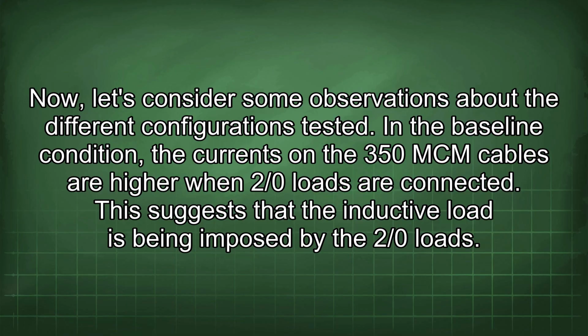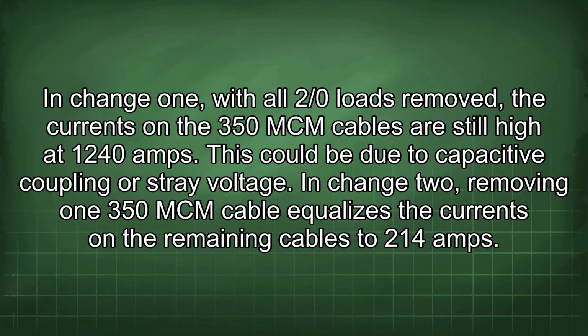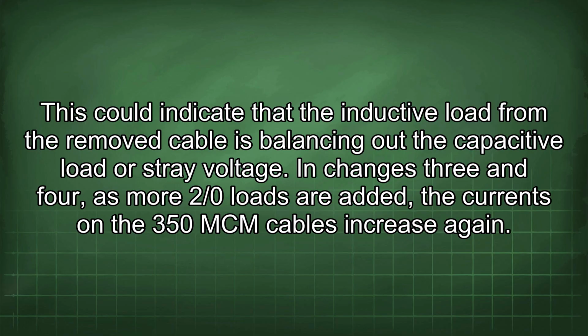In the baseline condition, the currents on the 350 MCM cables are higher when 2/0 loads are connected. This suggests that the inductive load is being imposed by the 2/0 loads. In change 1, with all 2/0 loads removed, the currents on the 350 MCM cables are still high at 1240 amps. This could be due to capacitive coupling or stray voltage. In change 2, removing one 350 MCM cable equalizes the currents on the remaining cables to 214 amps. This could indicate that the inductive load from the removed cable is balancing out the capacitive load or stray voltage.